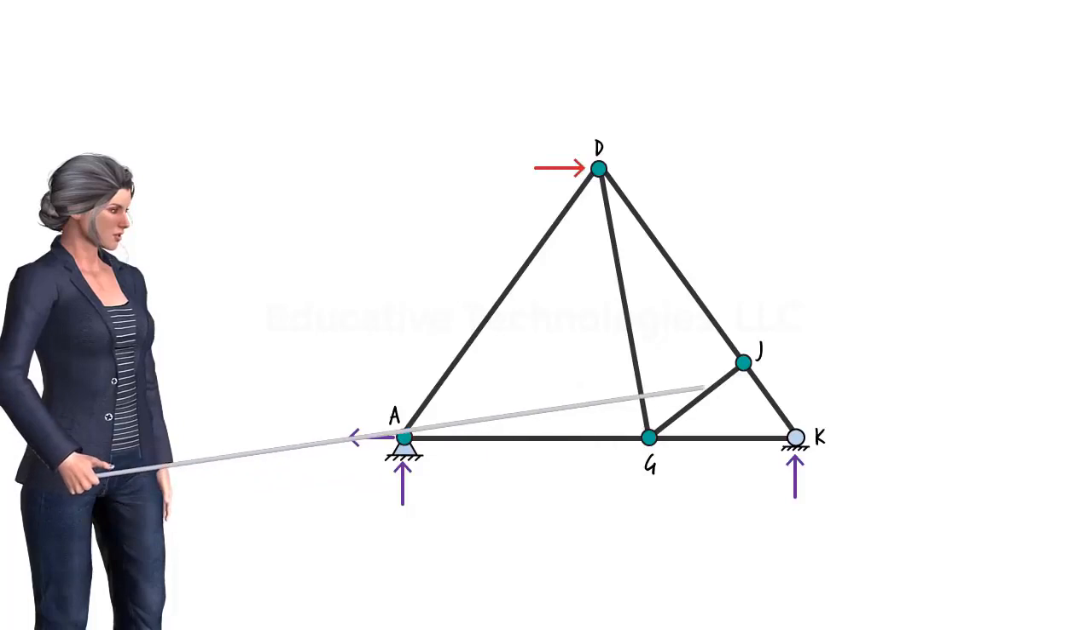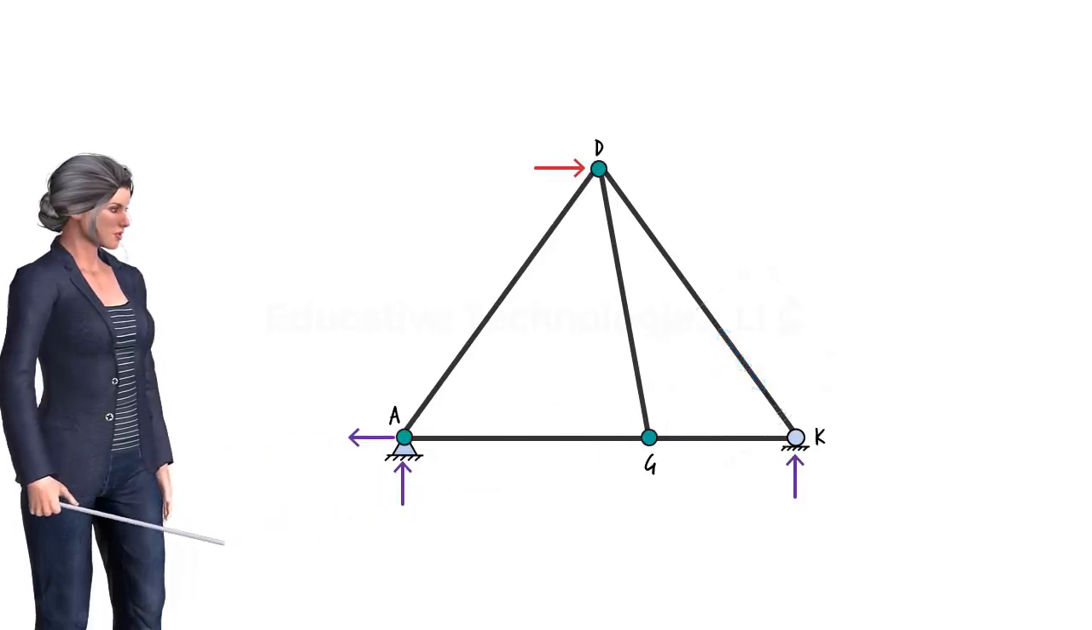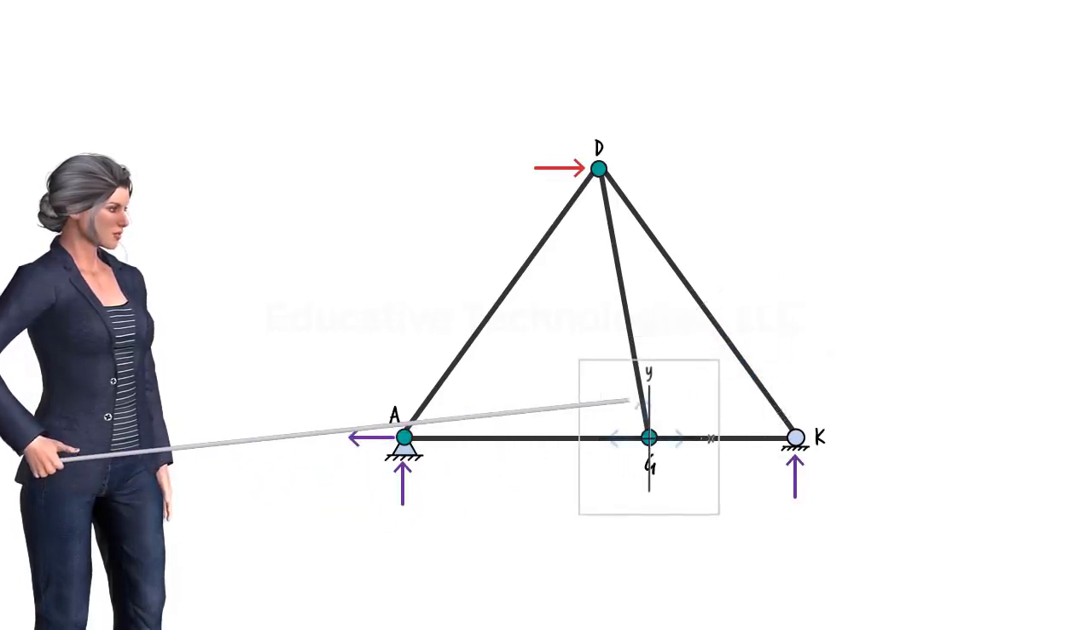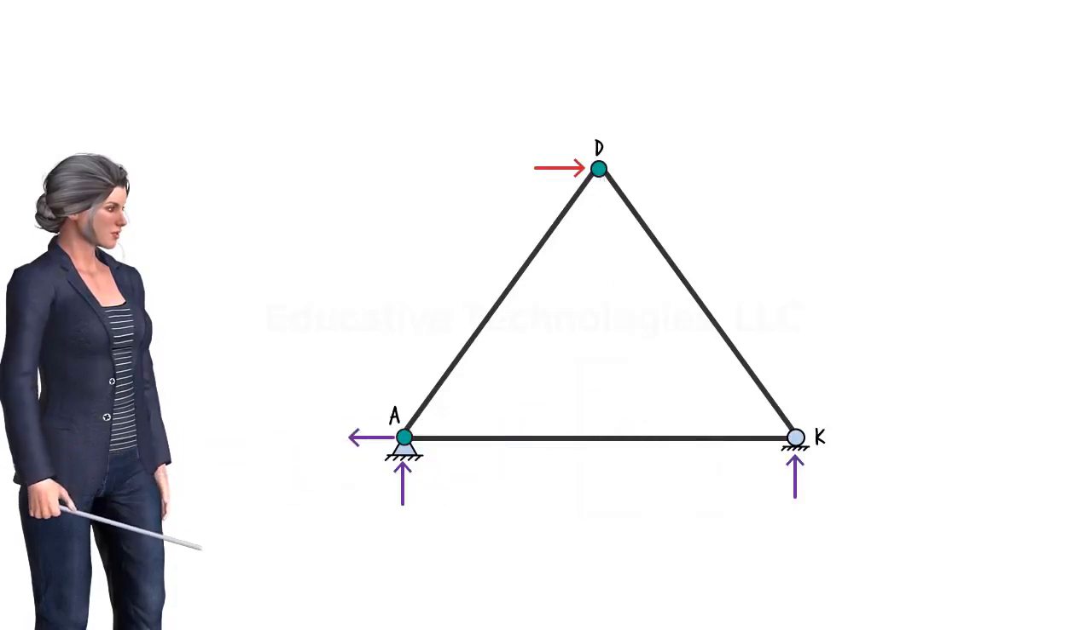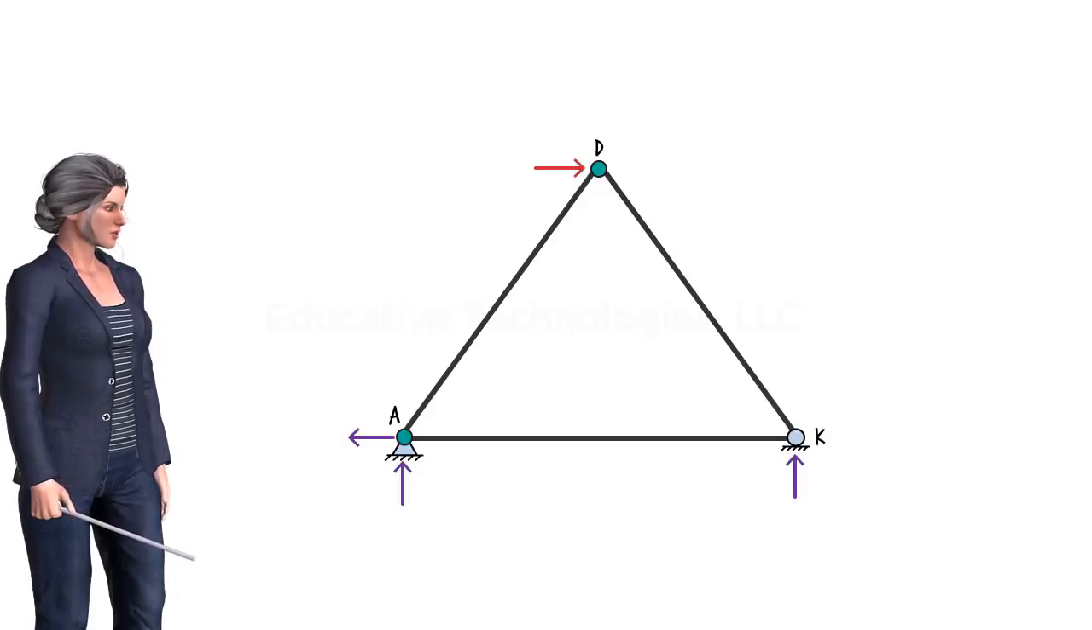Also, JG is a zero-force member. And we can easily show that GD is a zero-force member. No further simplifications can be made past this point. The simplified truss can be analyzed in order to determine the support reactions and the remaining member forces.